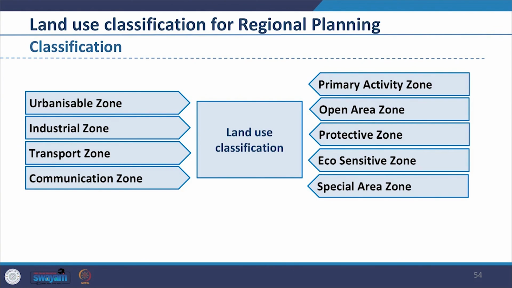industrial zone, transport and communication zone, primary activity zone. We also demarcate open area zone, protected and eco-sensitive zone and special area zones. So, these are the land use classifications which have several intermediate demarcations also. These are generally used for indicating the various land use classifications in regional planning.